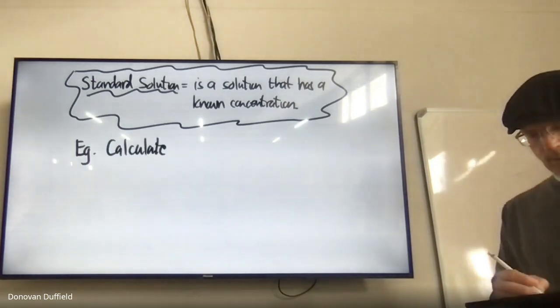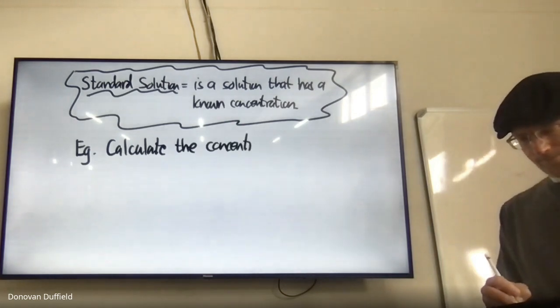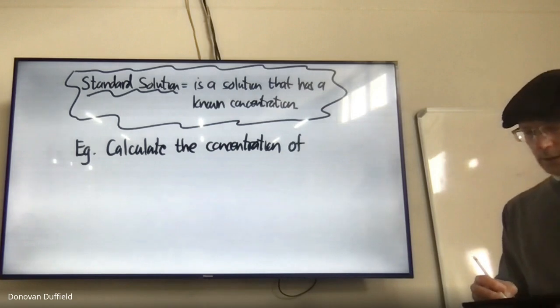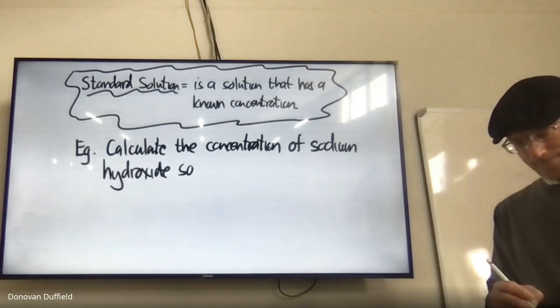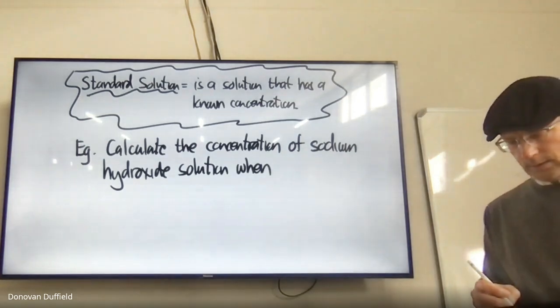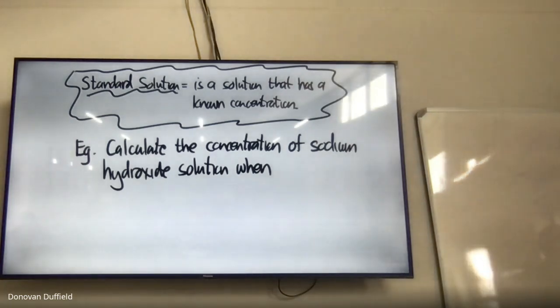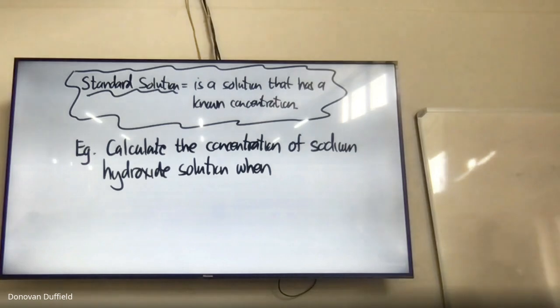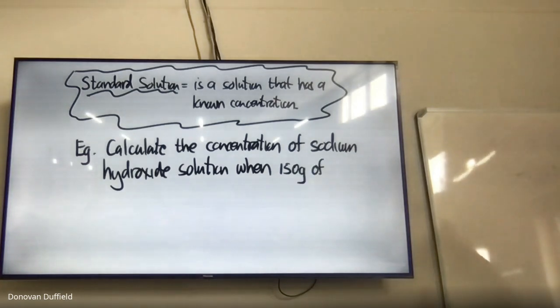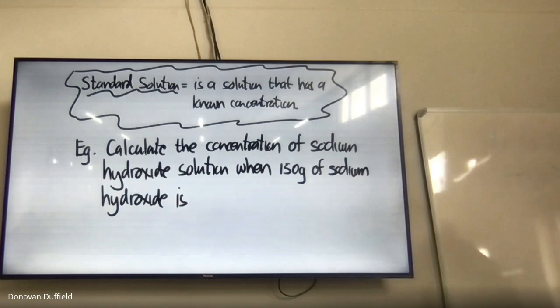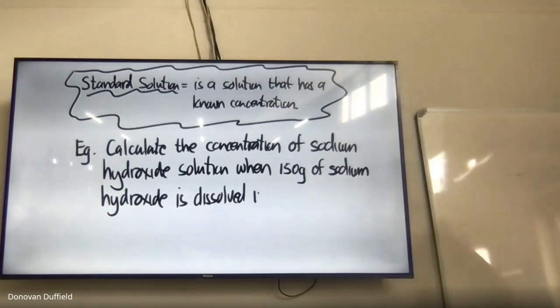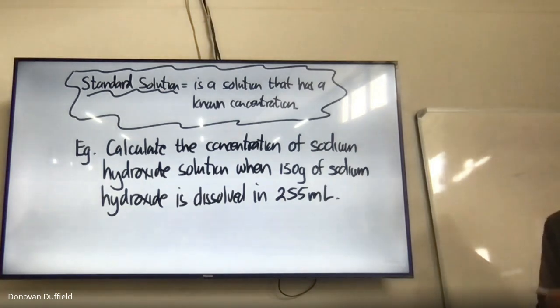Calculate the concentration of sodium hydroxide solution when 150 grams of sodium hydroxide is dissolved in 255 milliliters of water.